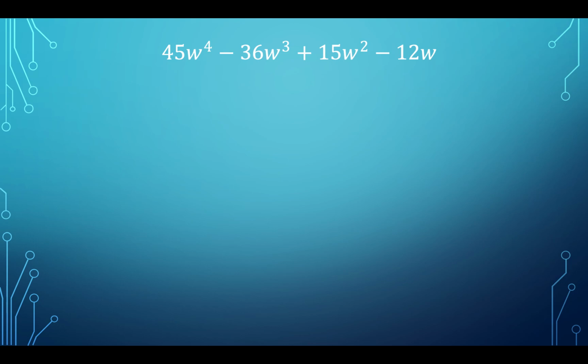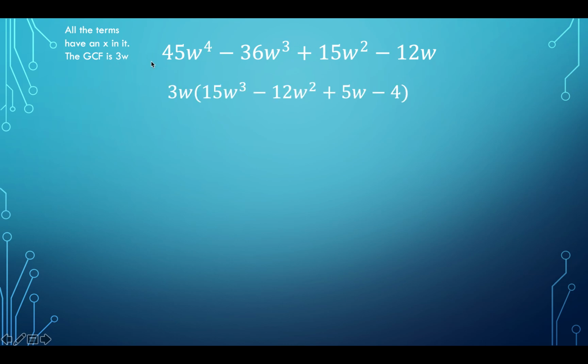In this one, we have 45w to the fourth minus 36w to the third plus 15w squared minus 12w. All the terms have a w in it, and the greatest common factor between all four of these is 3w. So we factor out a 3w and rewrite the new problem. So now we have 3w times 15w to the third minus 12w squared plus 5w minus 4.